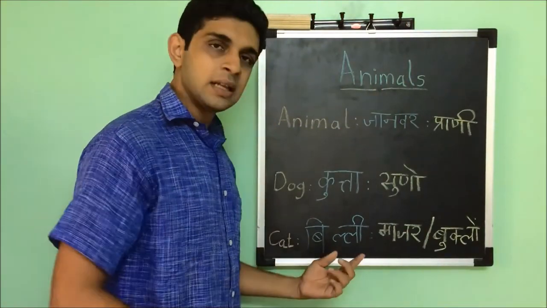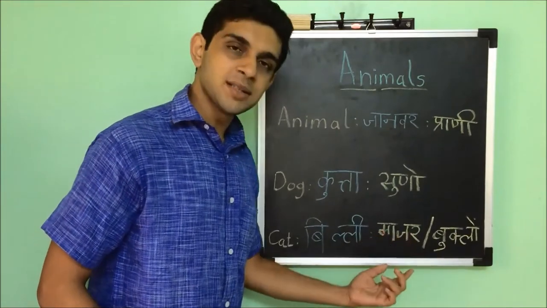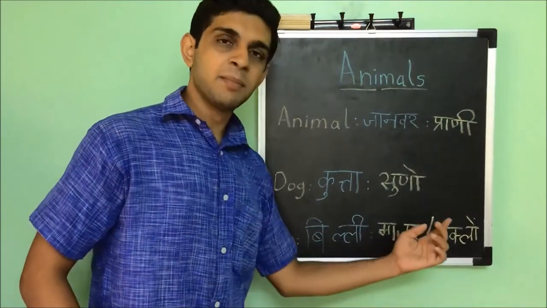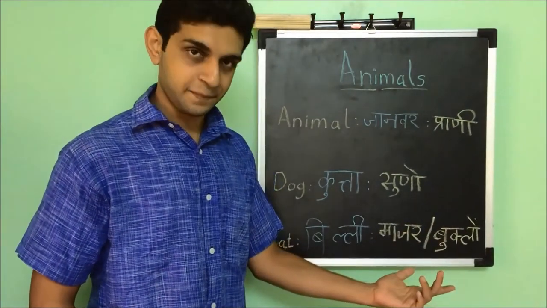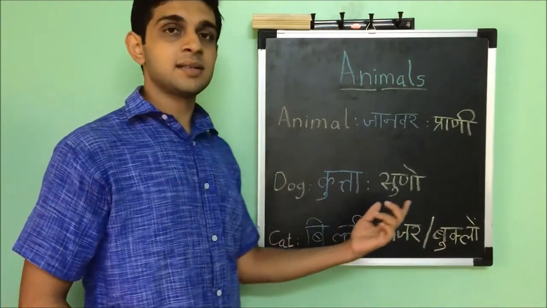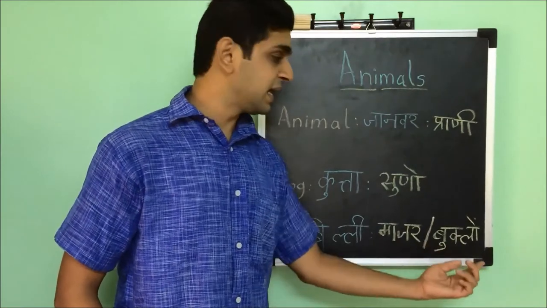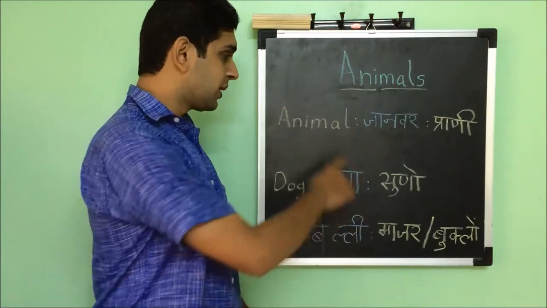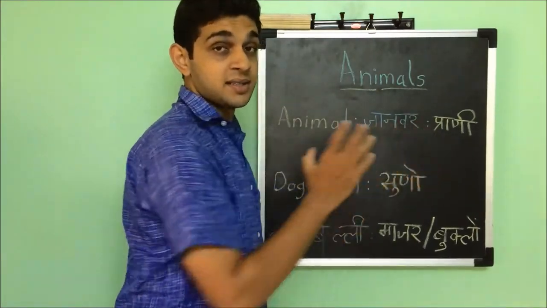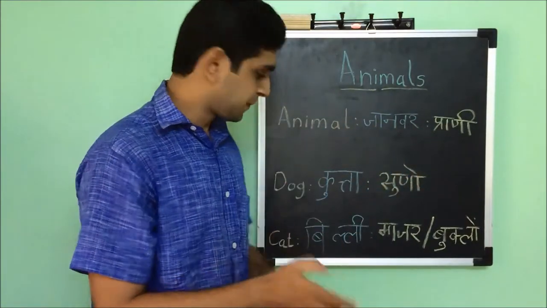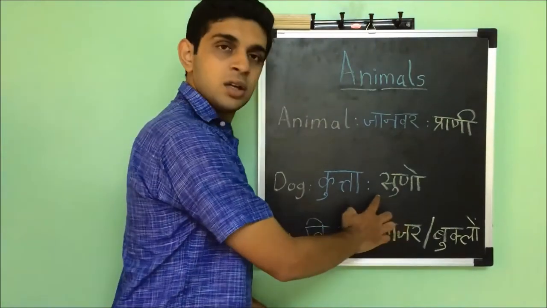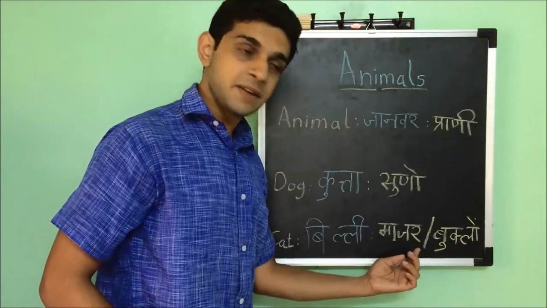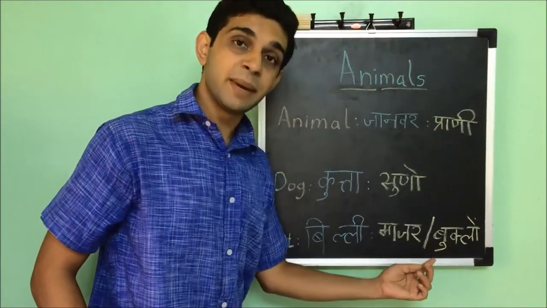Cat, billi, mazar. So mazar is a female cat, and buklaw is a male cat. So cat is mazar, female cat is mazar, male cat is buklaw. Again, quickly we'll go through them. Animal, prani, singular, plural, both are prani. Dog, suno. Cat, mazar is female and buklaw is male.